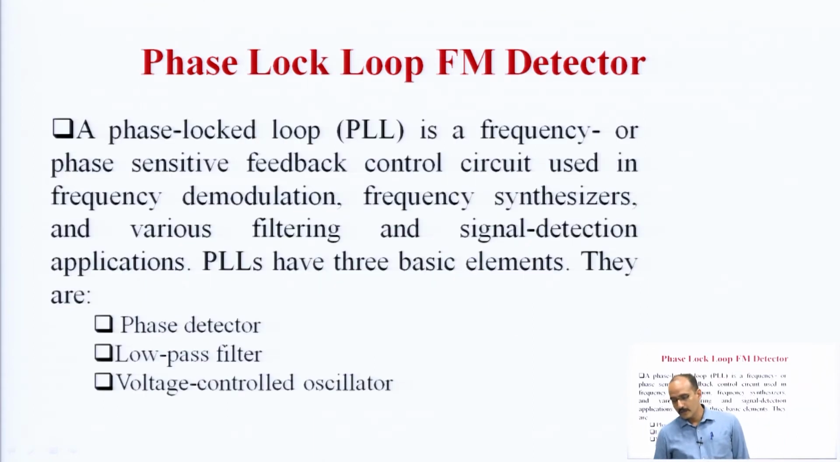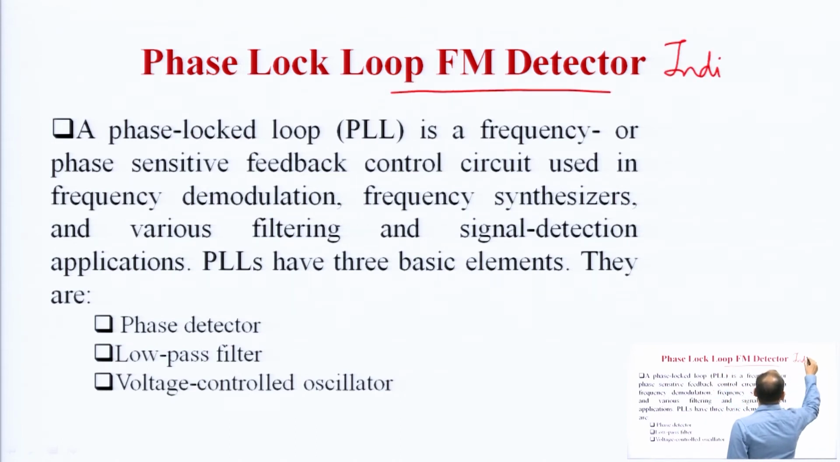Now, the third one, the phase lock loop FM detector. Basically, a phase lock loop or PLL is a frequency or phase sensitive feedback control circuit which is used in frequency demodulation, frequency synthesizers, and various filtering and signal detection applications, and a PLL basically has 3 elements. The phase lock loop FM detector is also an indirect method of FM demodulation.